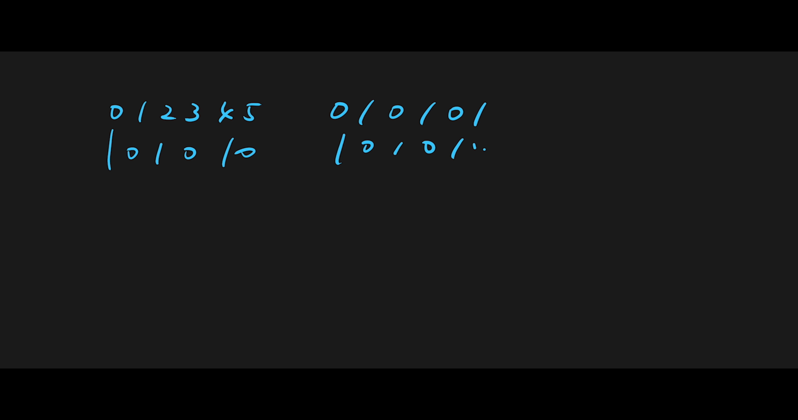In this case, the string should be like 1, 0, 1, 0, 1, 0, something like that, right? And let me put the index numbers: 0, 1, 2, 3, 4, 5. And if we take the remainder of index divided by 2, that should be 0, 1, 0, 1, 0, 1. So if we do 0 divided by 2, we get a 0 remainder, right? And if we do 1 divided by 2, we get a 1 remainder, right? So the string should be 1, 0, 1, 0, 1, 0.